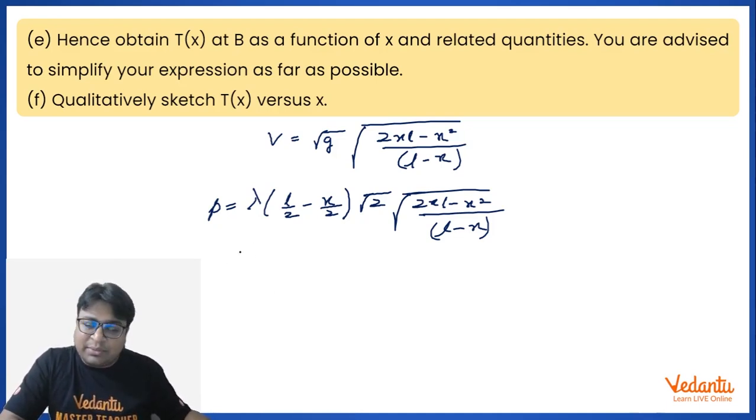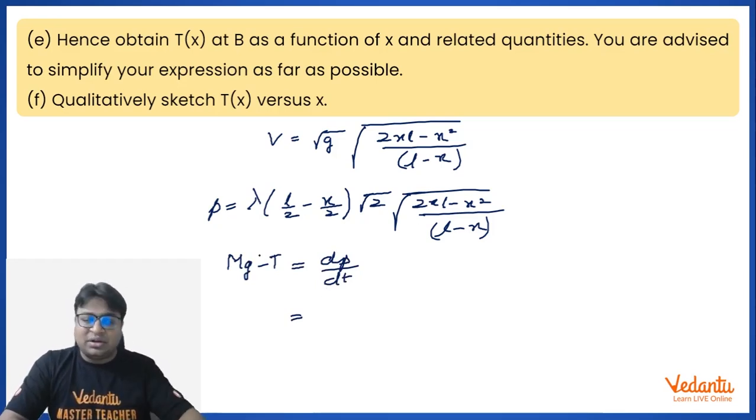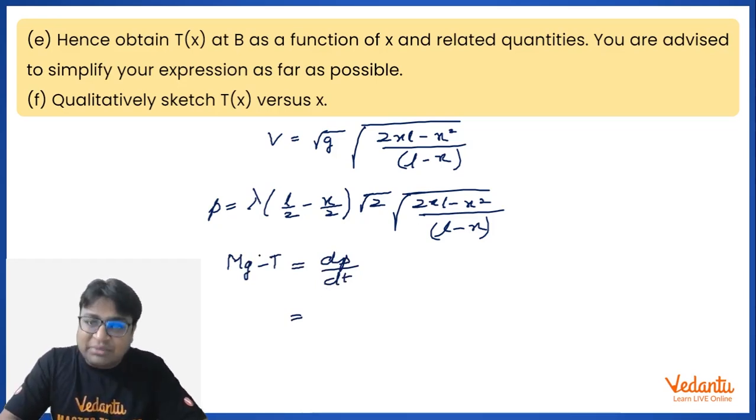So I'm again going to write mg minus t is equal to dp by dt. Now, these steps are going to be a bit long, and this is something that you all can manage on your own. So what I've done, guys, I have done this calculation already, and it is present with me.